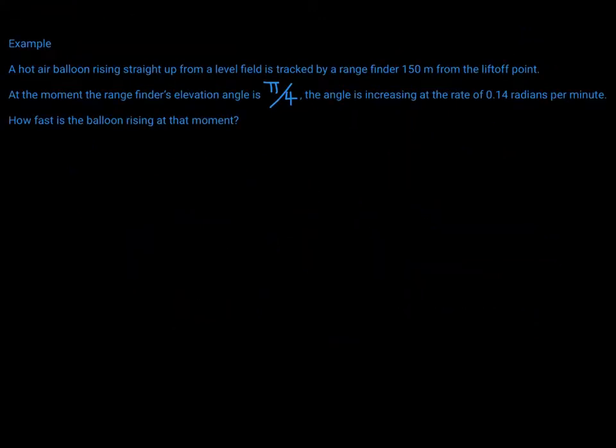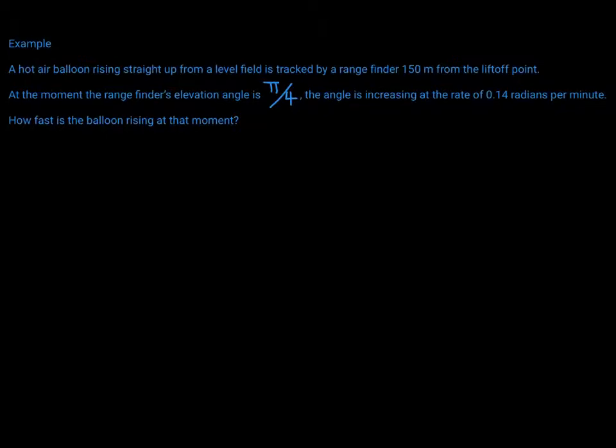All right, next problem. I like this one a lot. A hot air balloon rising straight up from a level field is tracked by a rangefinder 150 meters from the liftoff point. At the moment the rangefinder's elevation angle is pi over 4, the angle is increasing at the rate of 0.14 radians per minute. How fast is the balloon rising at that moment?